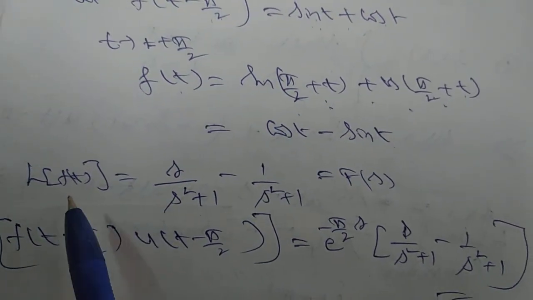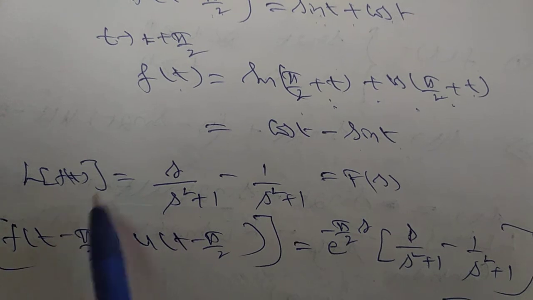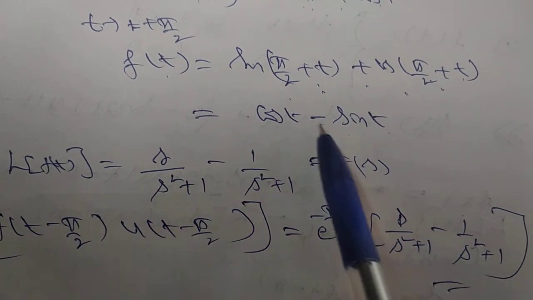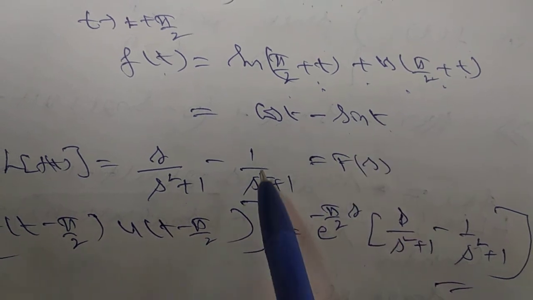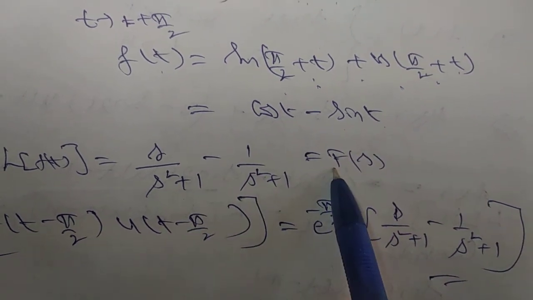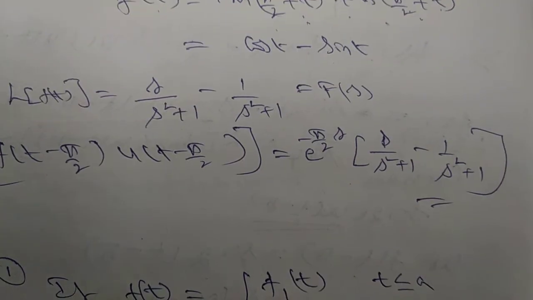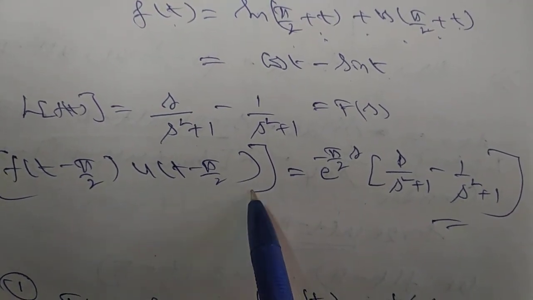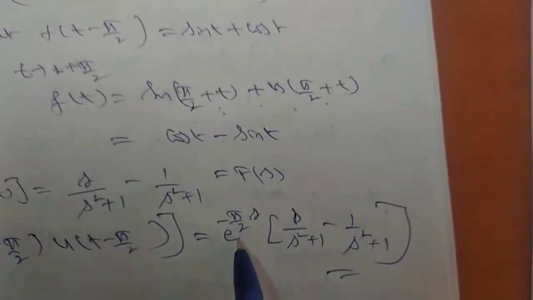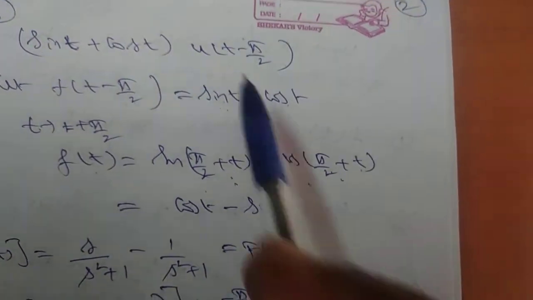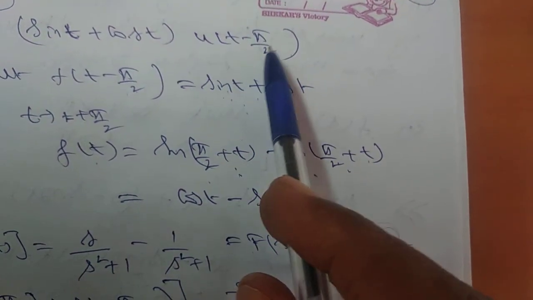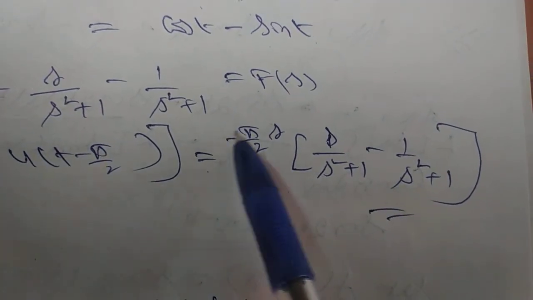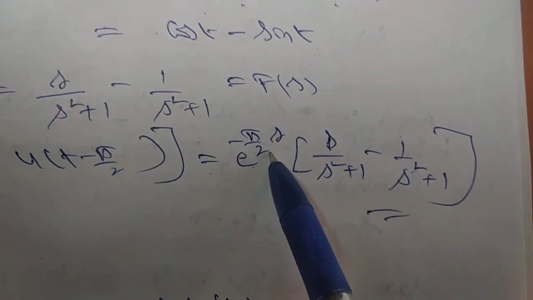So now we have to take the Laplace transform of f of t, which is cos t Laplace transform s over s square plus 1, minus sin t Laplace transform 1 over s square plus 1. So for the given problem, f of t minus pi by 2 into u of t minus pi by 2 is equal to e power of minus as. So what is a here? U of t minus a. A is equal to what? Pi by 2. So that means e power of minus pi by 2 s into f of s.